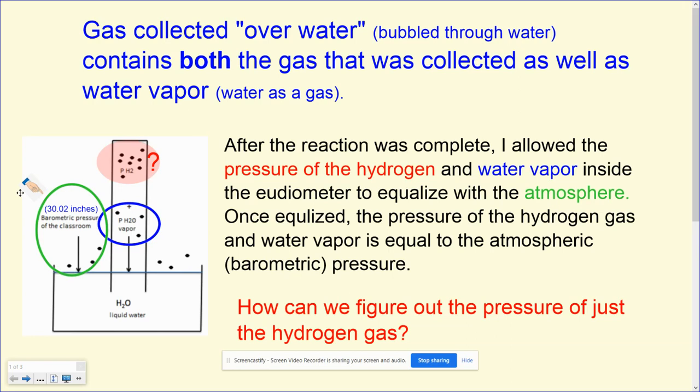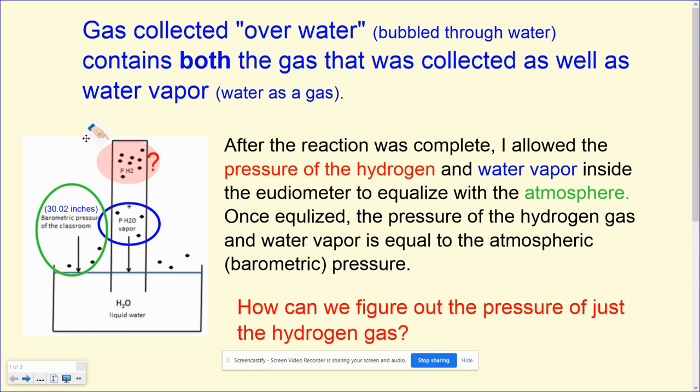So picture the beaker, if you will, that was in the lab. The atmosphere is pushing down on the water in that beaker. And initially, it was pushing water all the way up to the top. As the reaction proceeded, hydrogen gas was produced and the meniscus moved down the eudiometer towards the water. So when I allow the two pressures to equalize, that means the pressure of the hydrogen gas and the water vapor inside the eudiometer is equal to the pressure of the atmosphere, which for this lab was measured to be 30.02 inches.